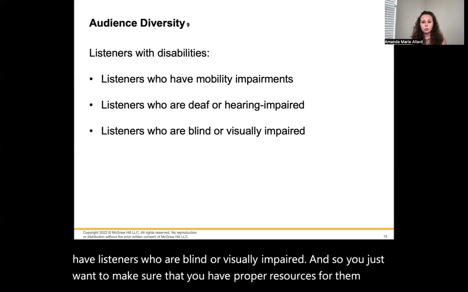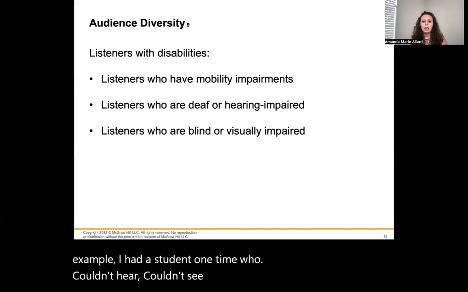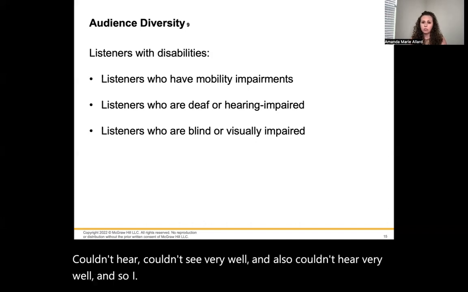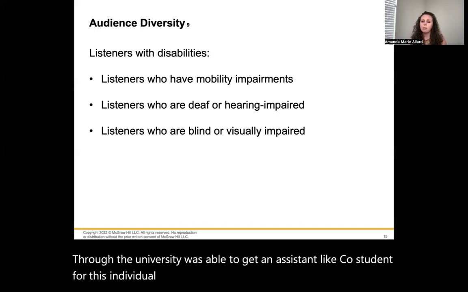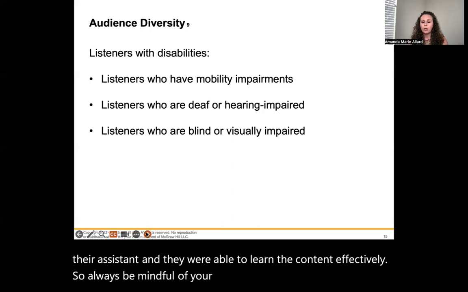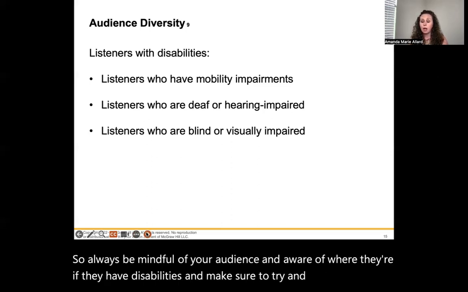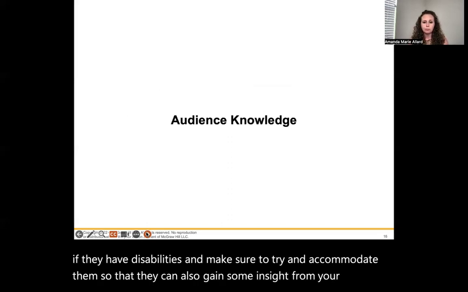For example, I had a student one time who couldn't see very well, and also couldn't hear very well. Through the university, I was able to get an assistant, like a co-student, for this individual who shared notes with them, and they were able to learn the content effectively. So always be mindful of your audience, aware of whether they have disabilities, and try to accommodate them so that they can also gain some insight from your speech.